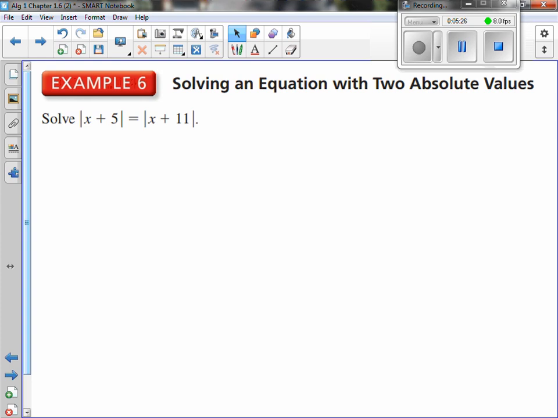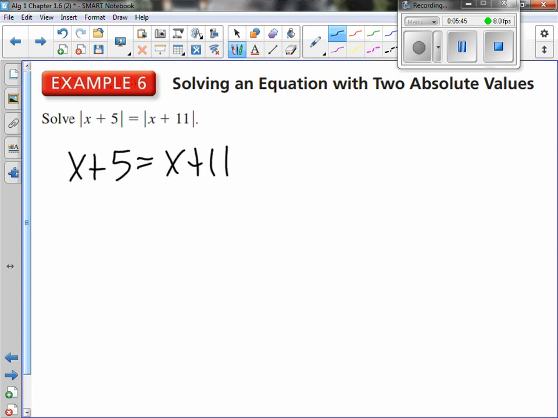So to solve, the absolute value of x plus 5 is equal to the absolute value of x plus 11. So these have some special cases to them. There's something special about it. Otherwise, I wouldn't bring these up. Okay? So what we'll have is our two cases. x plus 5 is equal to x plus 11. We have our one case.